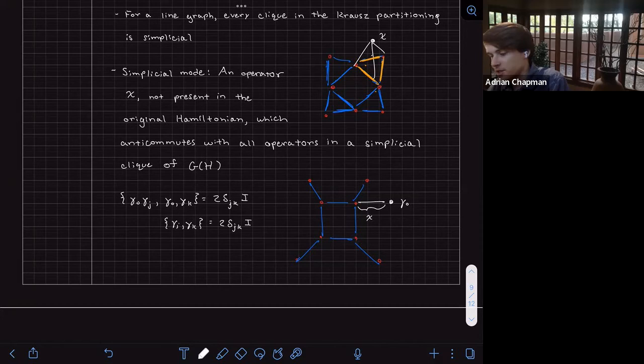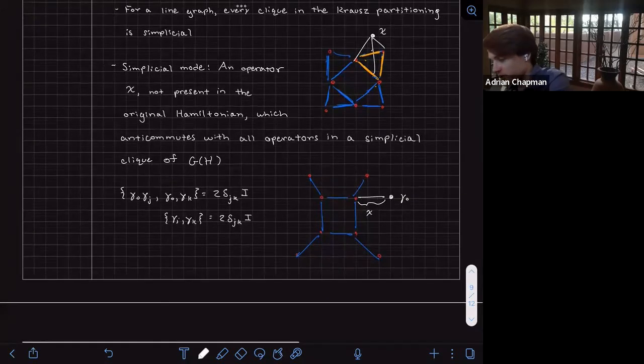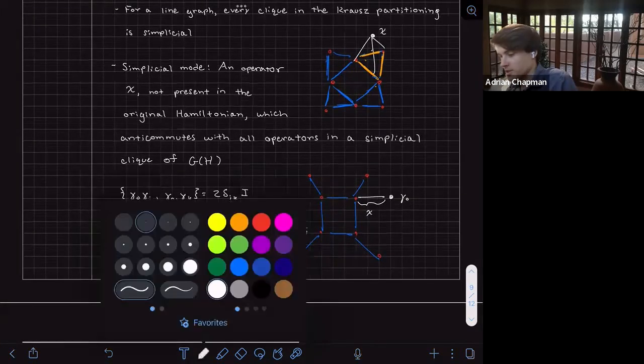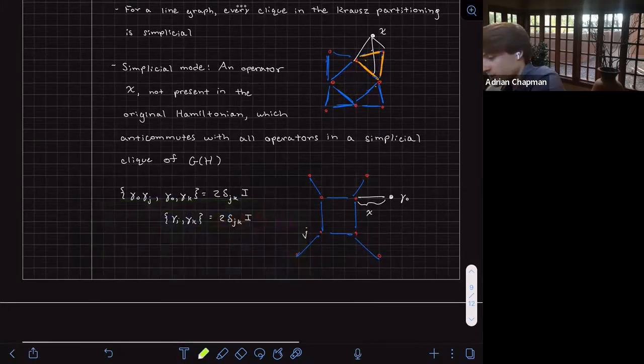So gamma j anti-commutes with gamma zero, but gamma zero also anti-commutes with gamma k. So those minus signs cancel, and then gamma zero commutes with itself. And so the only phase factor that's left over is whether or not gamma j and gamma k anti-commute. So essentially what you can do is add this fictitious mode to recover the definition of gamma j. Suppose this is j, I simply take the product of all edge operators along some fiducial path from gamma zero out to gamma j.